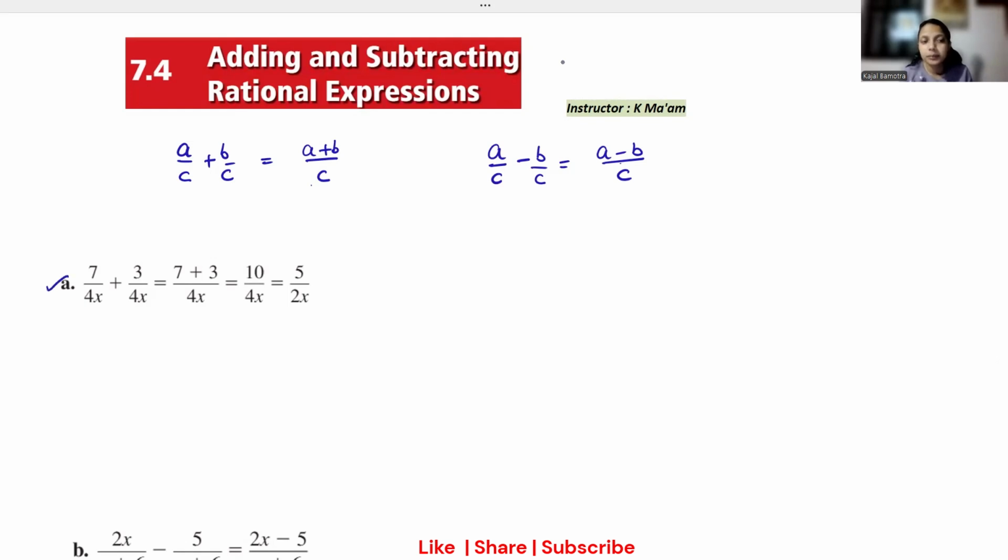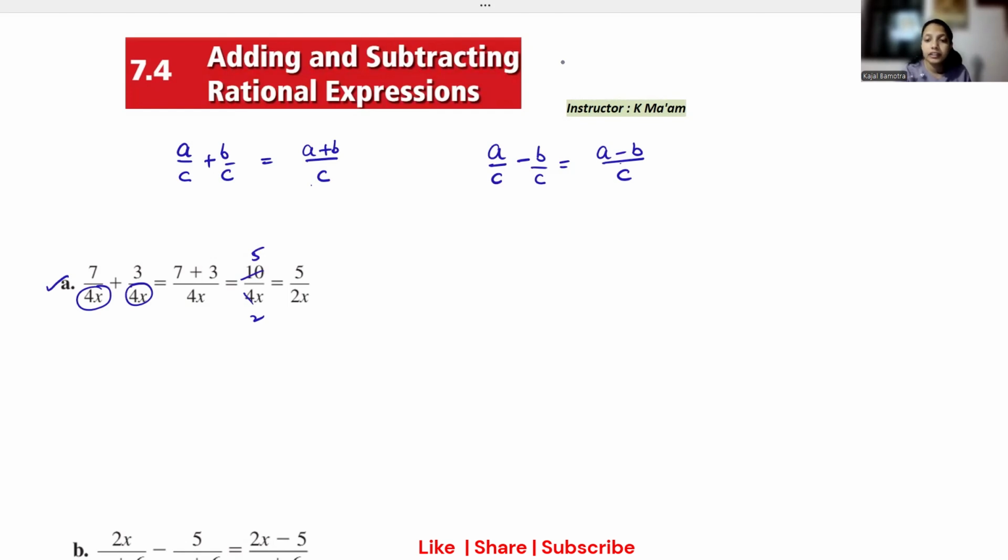7 by 4x plus 3 by 4x. The denominators 4x and 4x are the same. I write it only once, and the numerators get added. 7 plus 3 is 10. So 10 by 4x, it cancels with 2 and you are left with 5 by 2x.